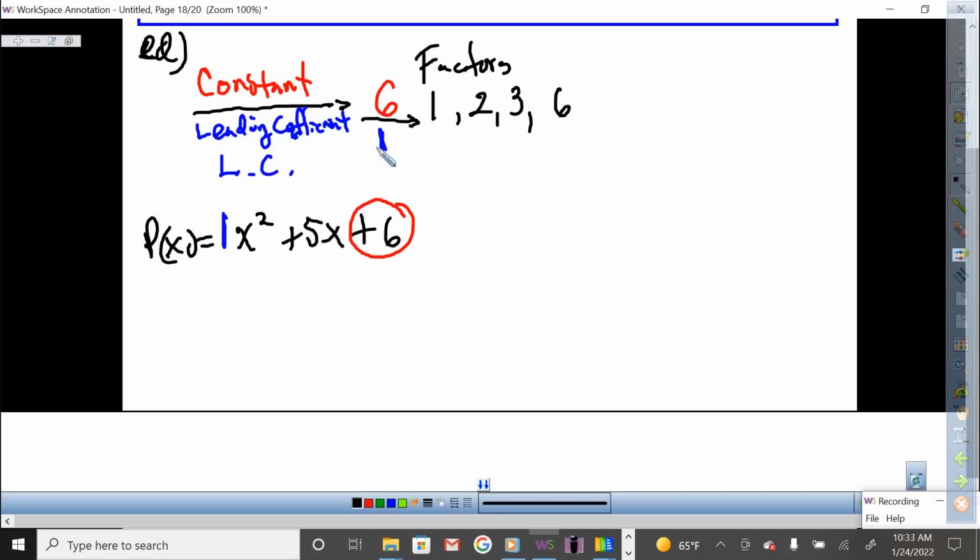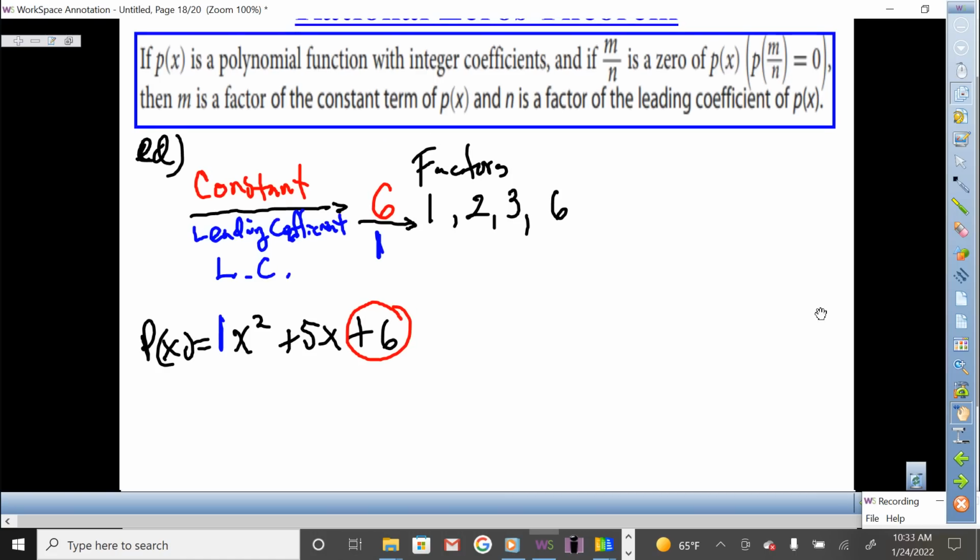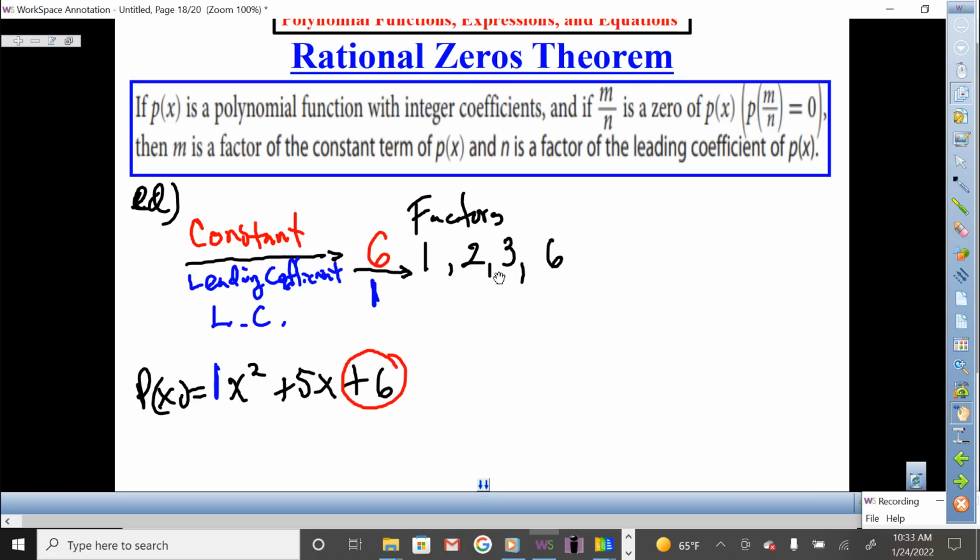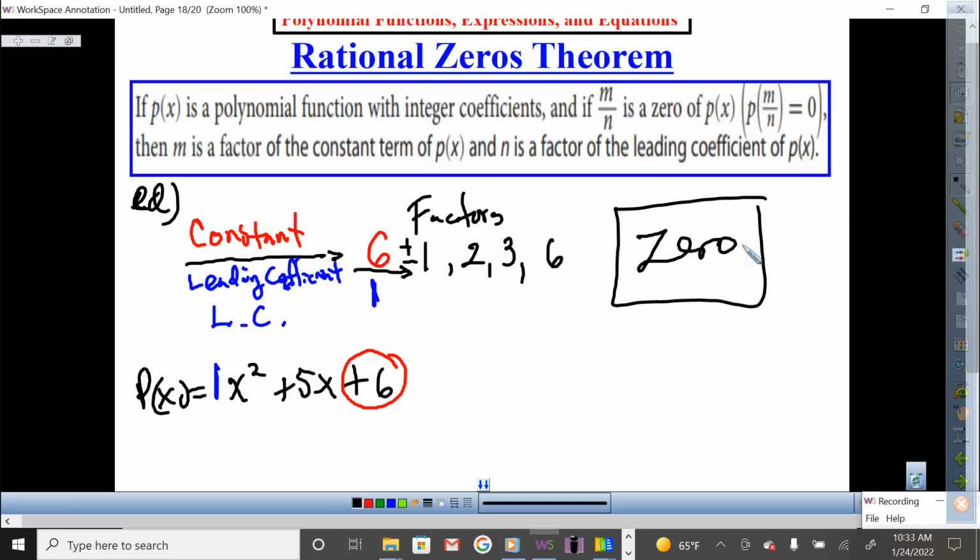That's what that theorem says. What does the theorem say? It says all of that. Rational zeros theorem is that we make a fraction out of the what? The constant and the leading coefficient, and these are my factors. However, check this out, put a little plus and a minus. And what they're saying is that any of these numbers could be a what? A 0 for the equation.